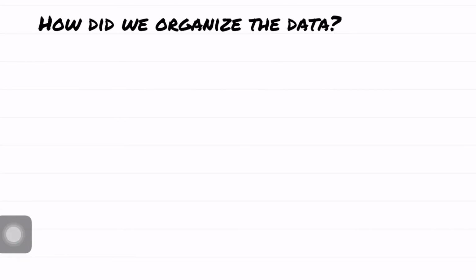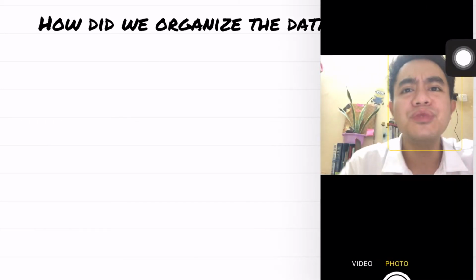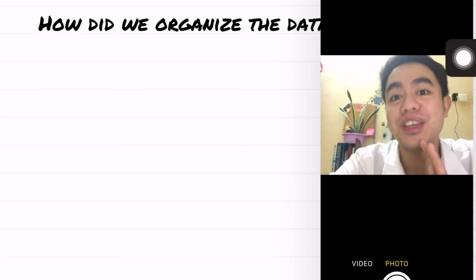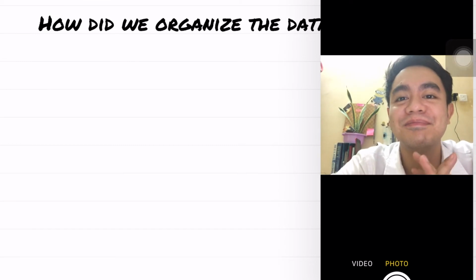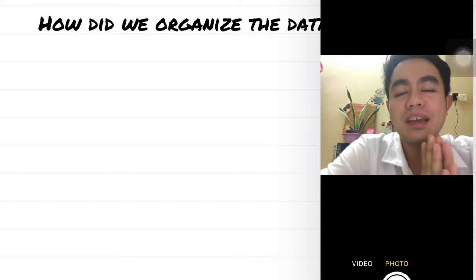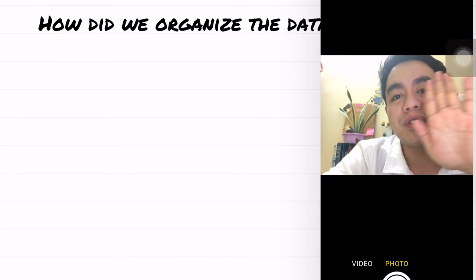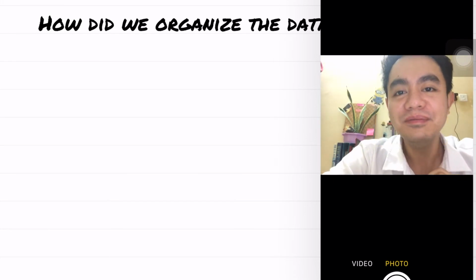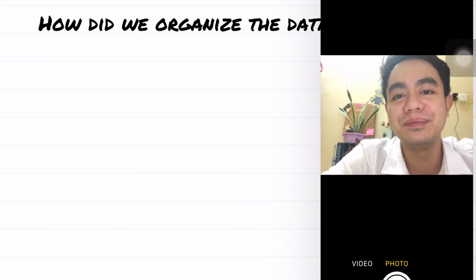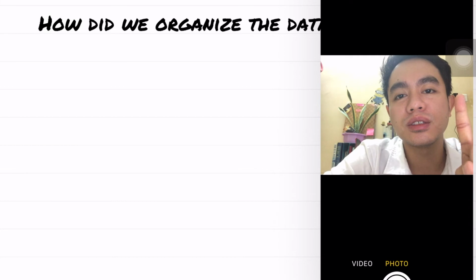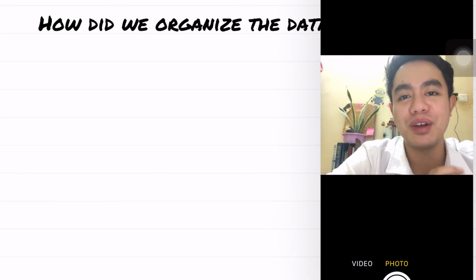So, I have a question here. How did we organize the data? I want you to pause it and think about this first. How did we organize the data? What did we use? I want you to think about that and then I will tell you the answer. And if you got the answer, I will give you a high five. Okay? Pause the video. Come on. At the count of 3, 2, 1, pause. And then unpause. Very good.